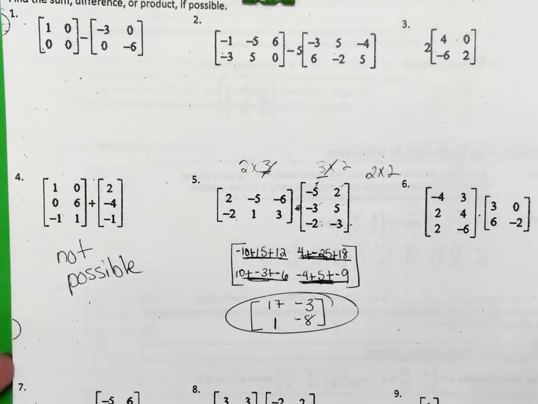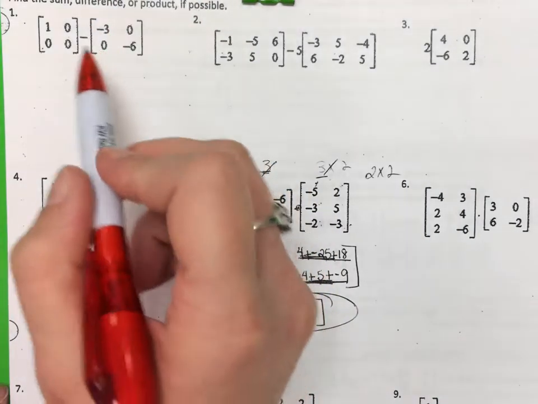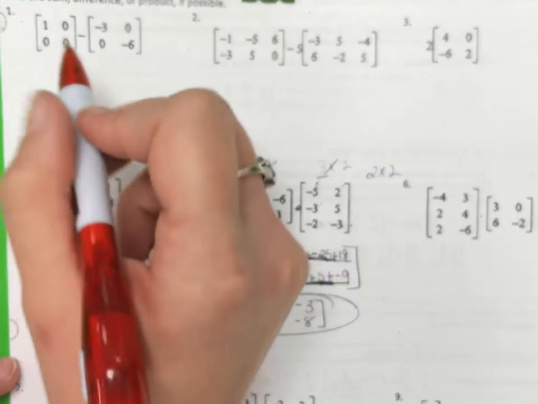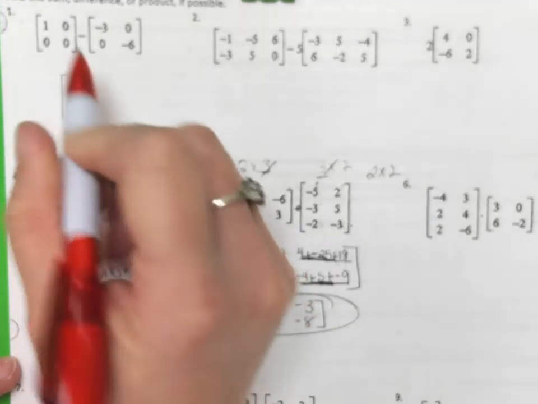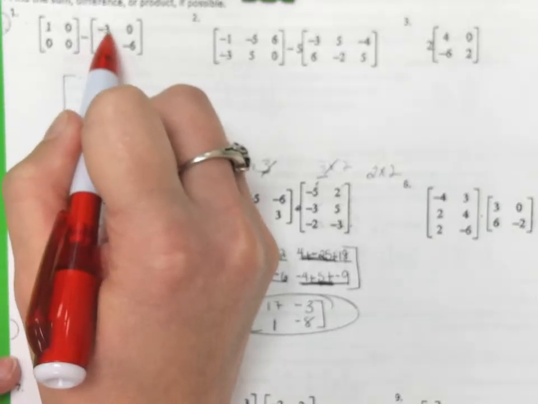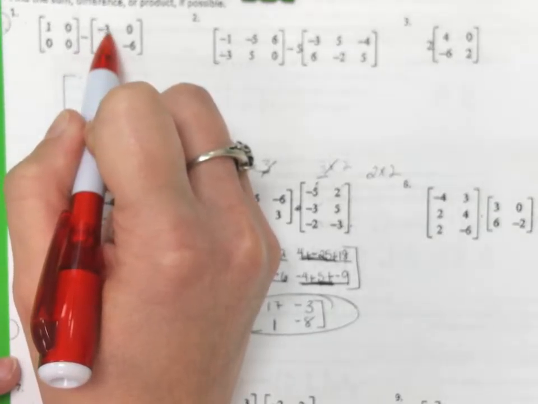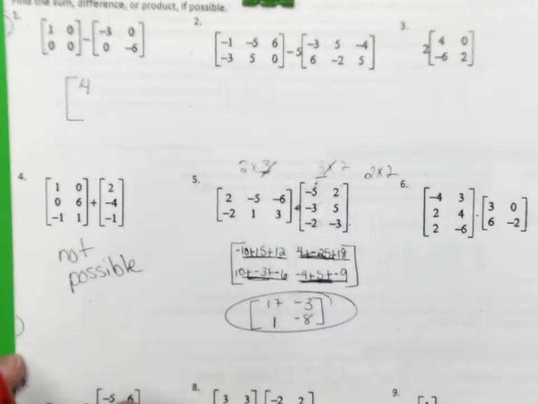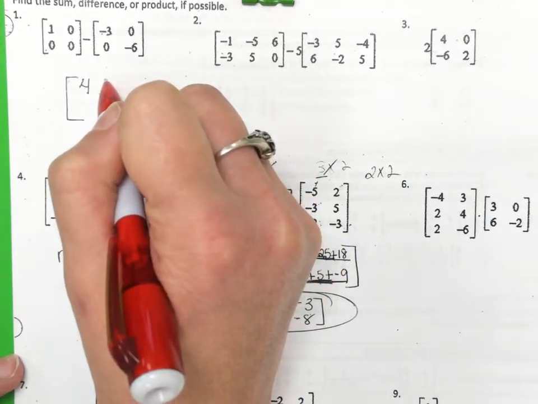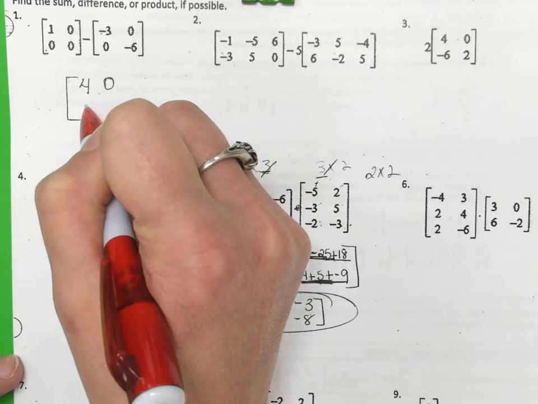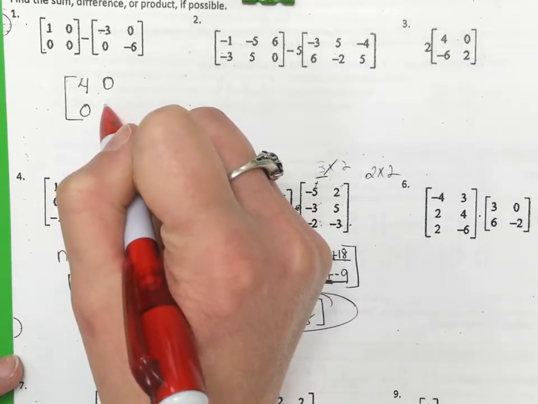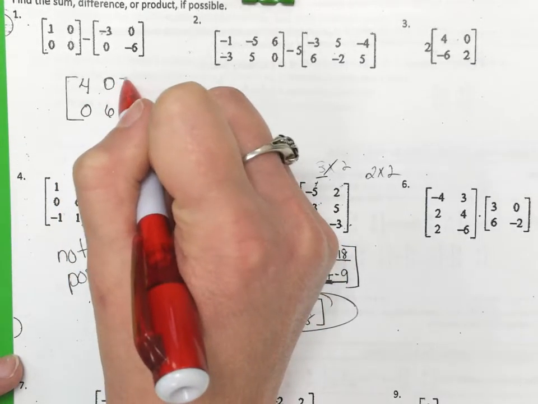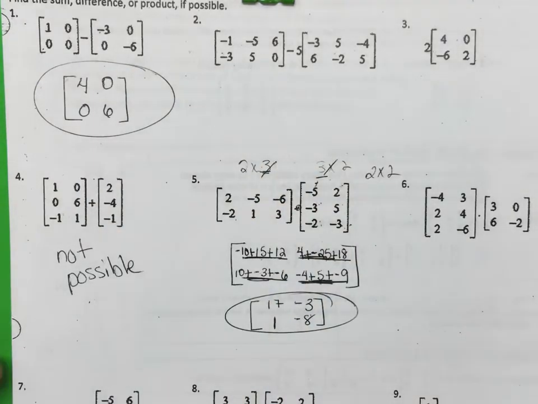What about number 1? In order to add or subtract, they have to be exactly the same. Are they exactly the same? Yes. So all you do is 1 minus -3. Use your calculator. What's 1 minus -3? It's going to be +4, Jacob. There you go. 0 minus 0. 0 minus -6. +6. That's all you've got to do.